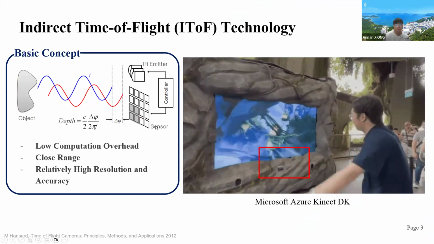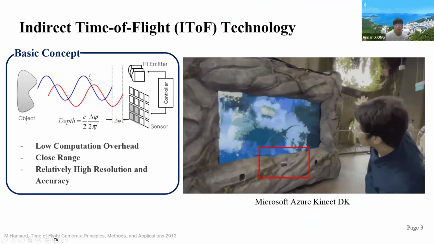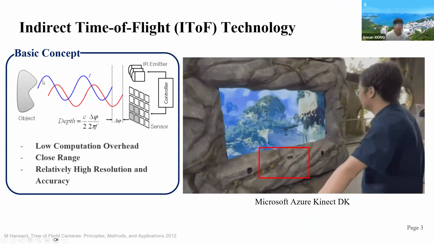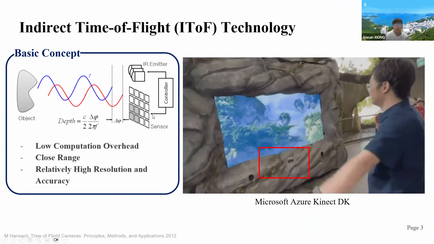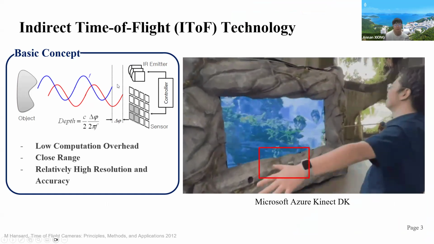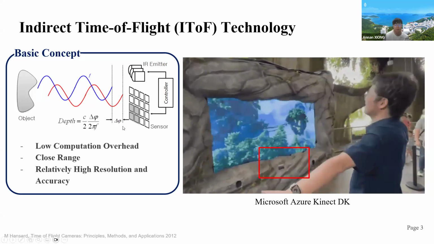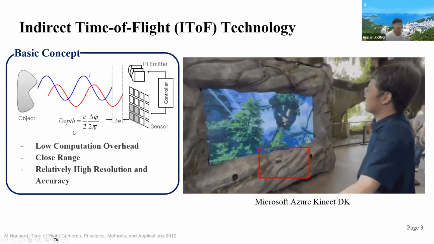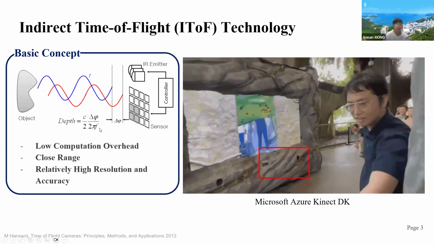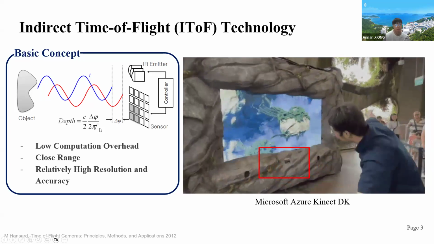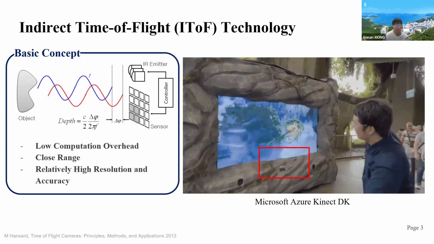In an iToF system, we have an IR emitter and a sensor. The emitter emits a light wave signal, and after the signal is reflected by the object, a reflected signal returns to the sensor. Definitely, there will be a phase shift between these two signals. As long as we can calculate the phase shift, we can get the distance output from this equation very simply. It has the characteristics of low computation overhead, close range, and relatively high resolution and accuracy.